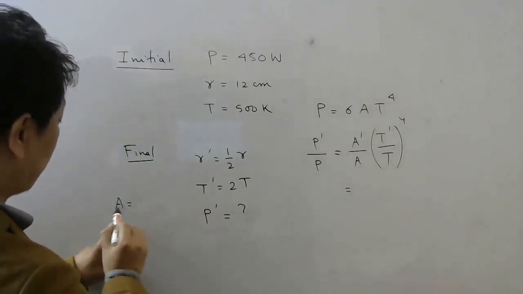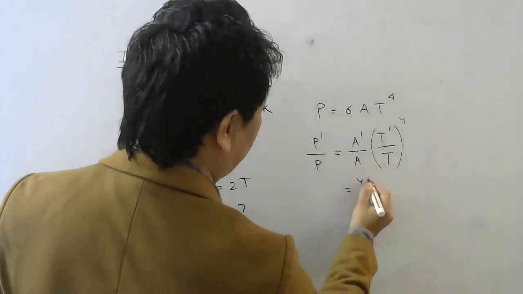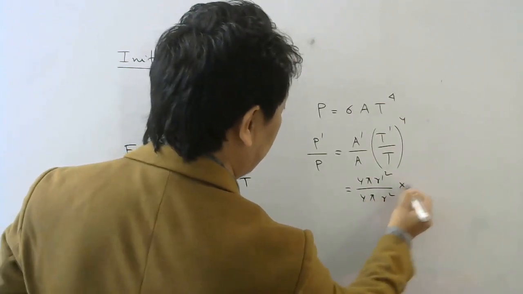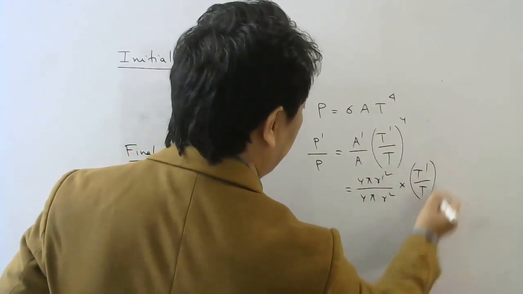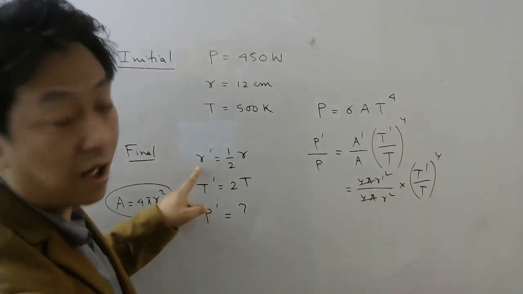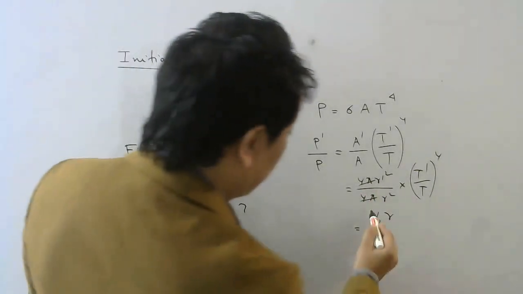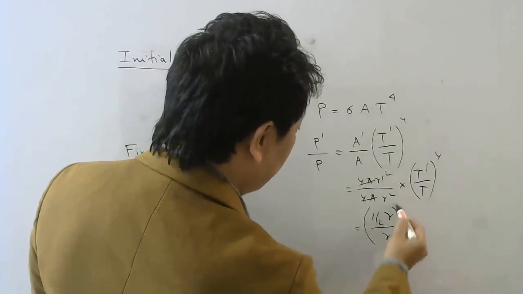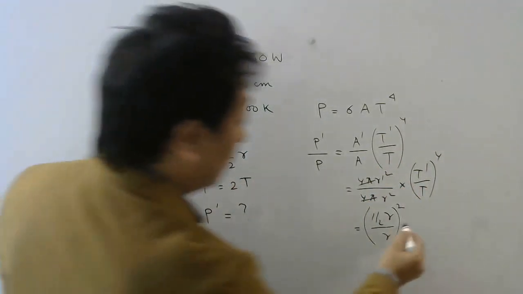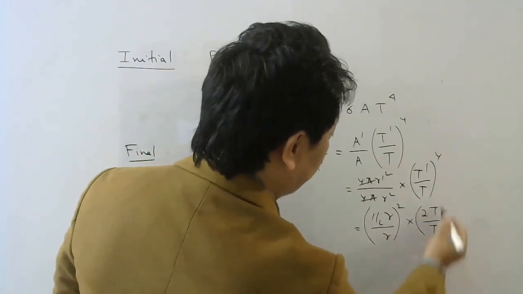So for a spherical body, what is the surface area? 4 pi r square, right? So this A dash can be written as 4 pi r dash square divided by 4 pi r square into T dash by T power 4. 4 pi cancels. Now they mentioned the radius is half, so the new radius will be half times the old radius, right? Divided by r whole square, isn't it? So this is r dash by r whole square, and r dash is half times r, and T dash is 2 times T. So 2 times T divided by T.